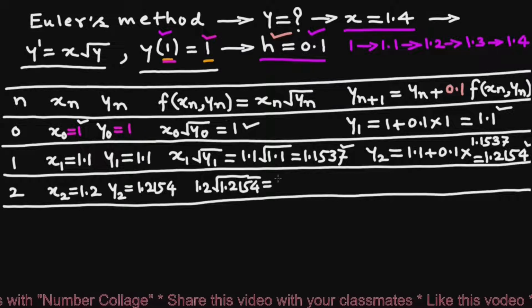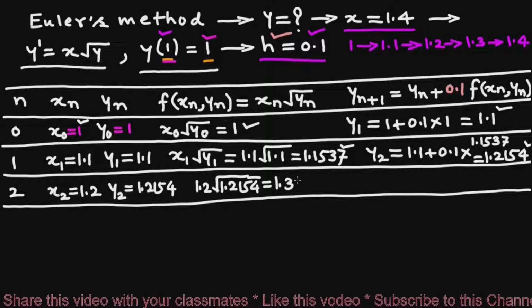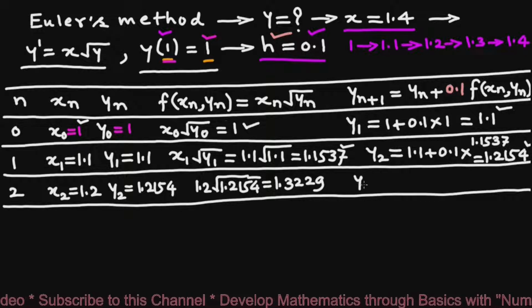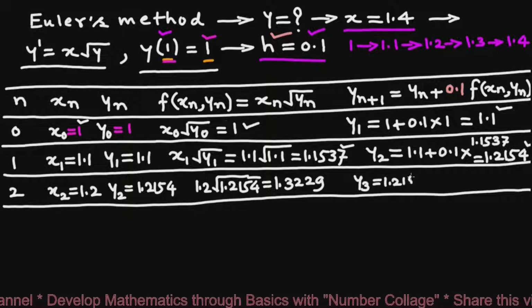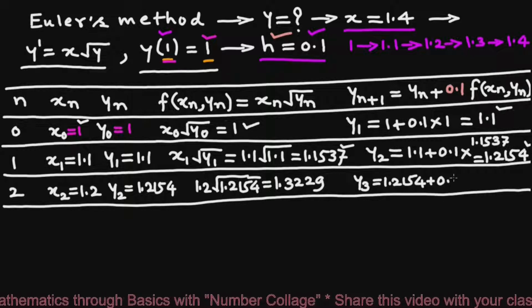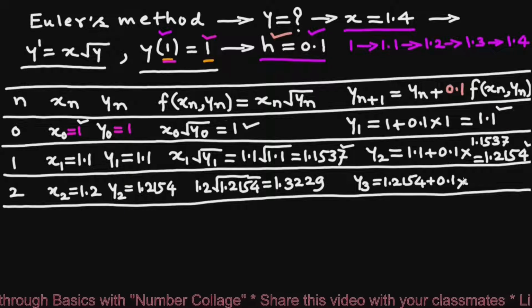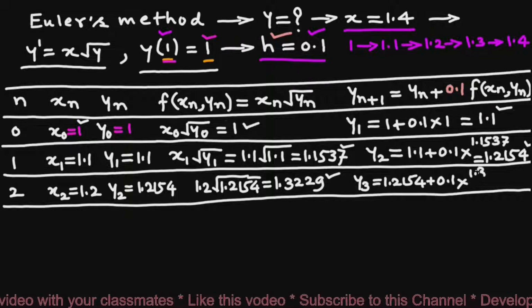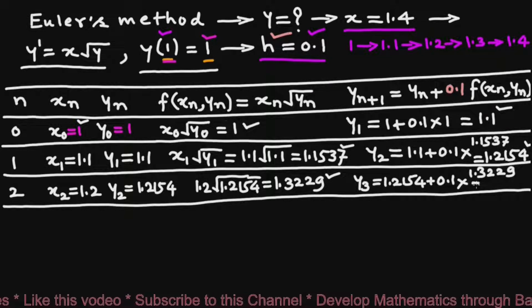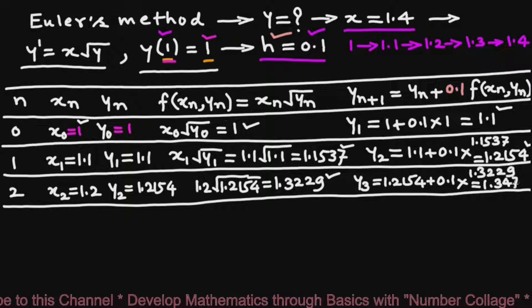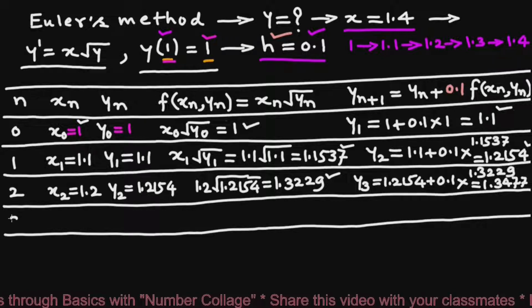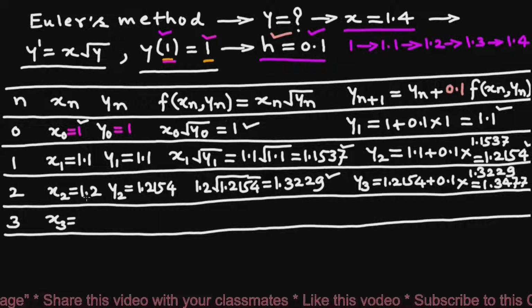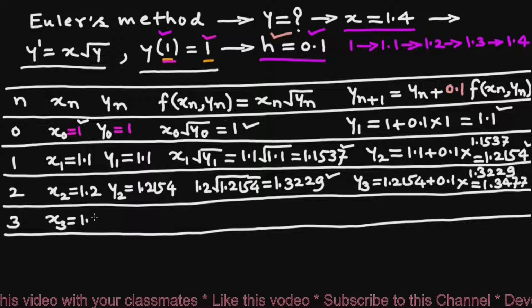This by calculator will be 1.3229. Next y3 will be y2, which is 1.2154, plus h 0.1 multiplied by this 1.3229, which will be 1.3477 by calculator. In the next row, we write n equals 3. x3 1.2 plus 0.1, that is 1.3.